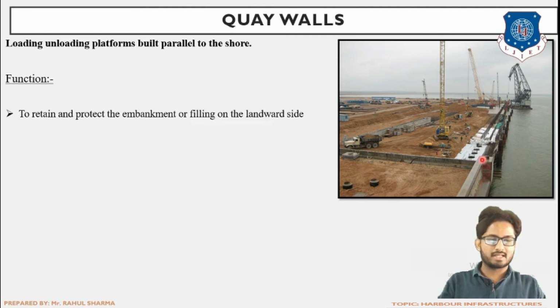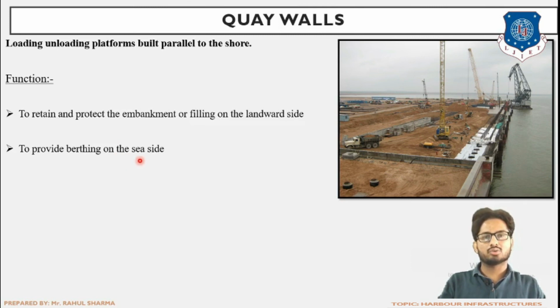So there will basically be a retaining wall constructed which will retain the earth at a different level than the level of water. So the wall will be separating the soil and water at different levels. To provide berthing on the sea side, that is, only on one side berthing is provided as it is parallel to the shore.